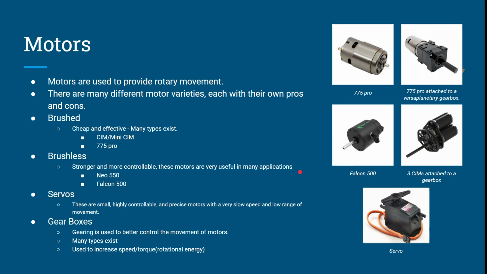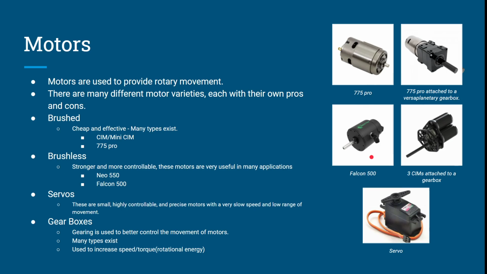Basically, with motors, all you need to know is there's brushed motors and there's brushless motors. Brushless motors are expensive and very strong, and brushed motors are cheap and a little bit weaker, and also a little bit jankier, but they work just as well. So they're quite effective. Brushless motors are also more controllable. You can get a little bit more controllable actuation out of them. Some notable brushed motors are 775 Pros and Sims, and some notable brushless motors are Falcon 500s, Neos, and Neo 550s.